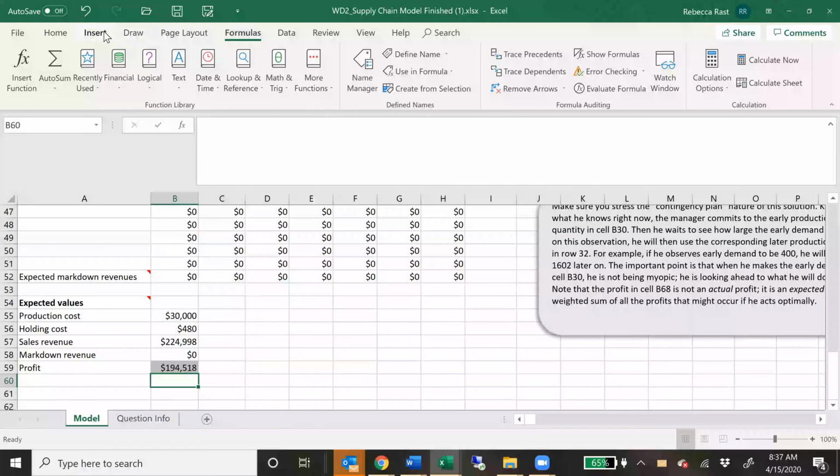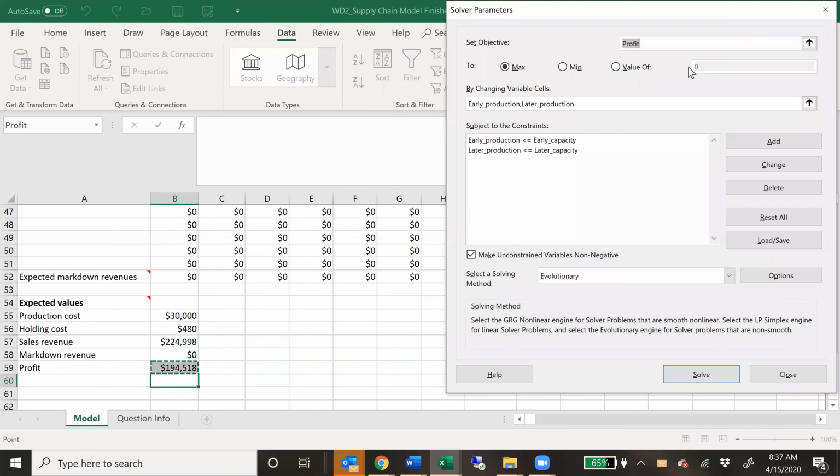The final step is to run Solver. So we go to Data, we click on Solver, and then from there you can see you have profit as your set objective. And if it's profit, we always want to maximize that, so you maximize. And then you go to changing your variable cells of earlier production and later production, because that will impact your profit amount. And then you have these constraints where you say that early production has to be less than or equal to early capacity, and then later production has to be less than or equal to later capacity, because we cannot exceed production based on capacity.